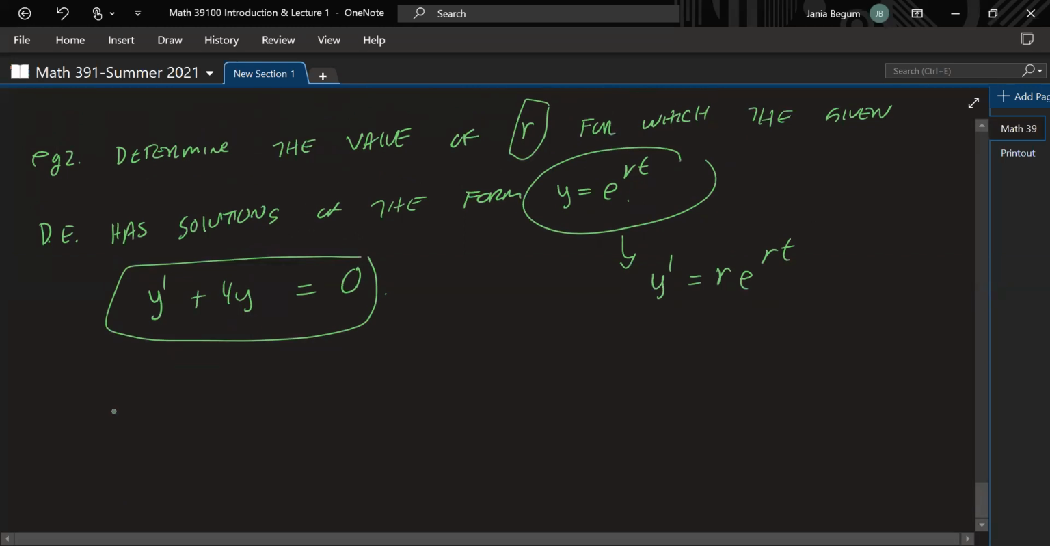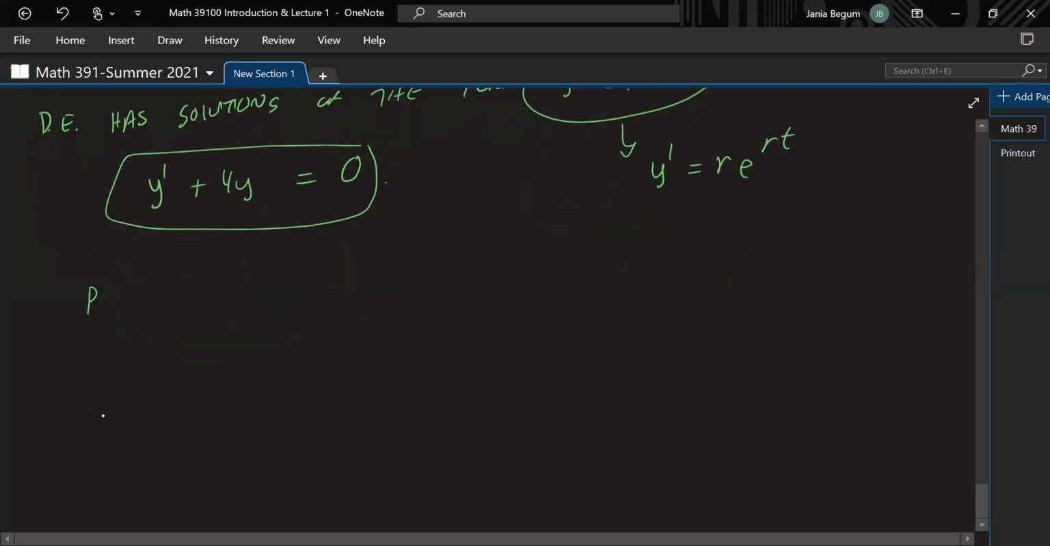So we now plug in y and y prime into the given equation.